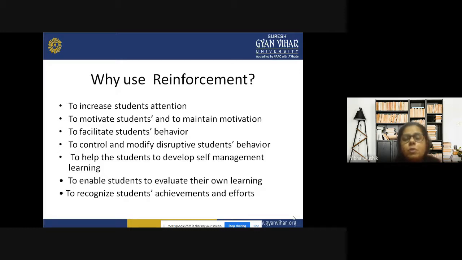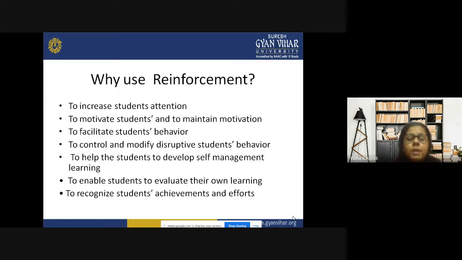Now, why use reinforcement? Why does reinforcement have to be used by the teacher? To increase student attention: with the use of reinforcement, the teacher will be able to increase student attention in that specific task. To motivate students, it will definitely motivate the students, and to maintain motivation to respond to the stimuli, to the questions that the teacher has given. To facilitate the student behavior, and to control and modify restrictive students' behavior. Through reinforcement, we can control the destructive students' behavior, the ill behavior of the students.